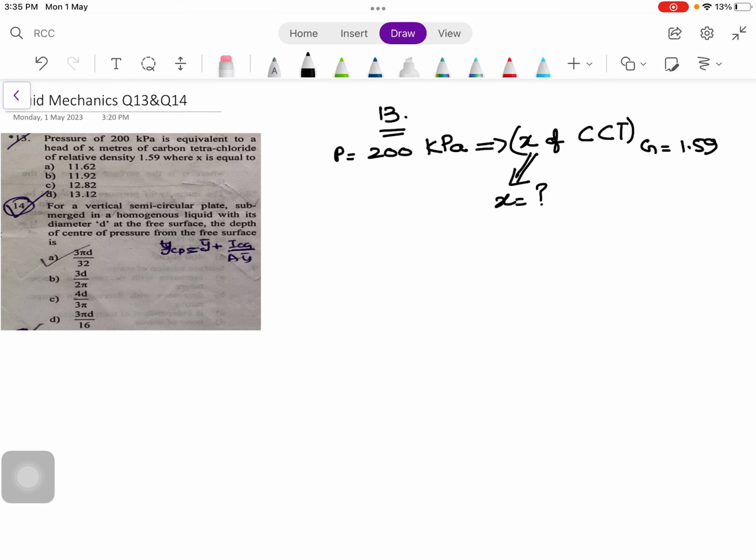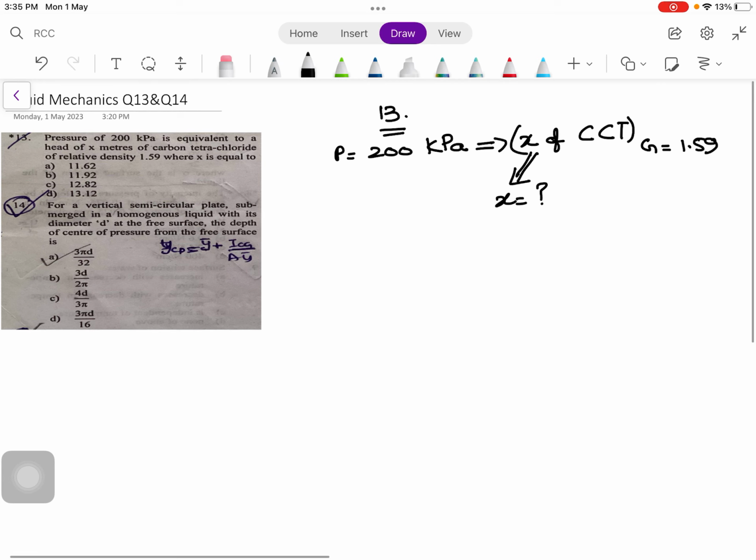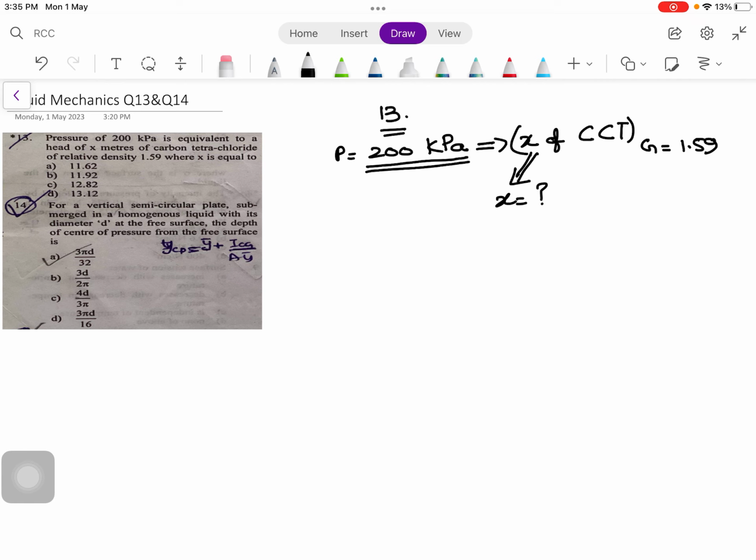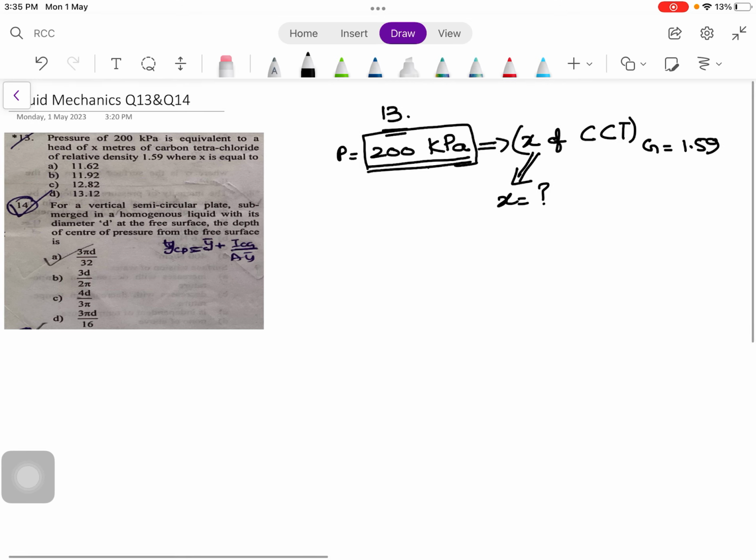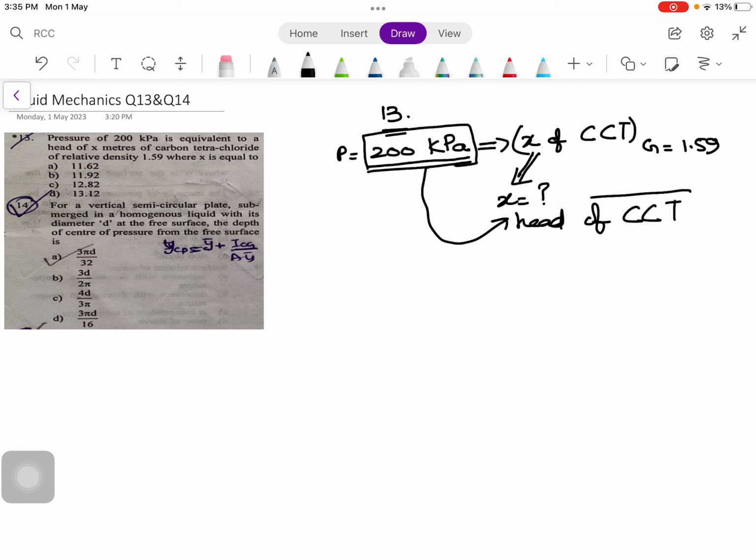Let me repeat the question once again. We have been given a pressure of 200 kilopascals and we have to find the equivalent of this 200 kilopascal in terms of the head of carbon tetrachloride.